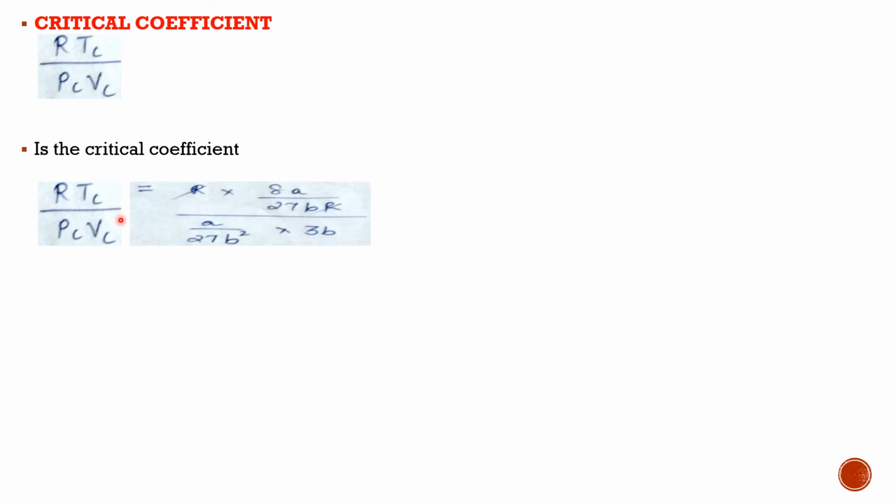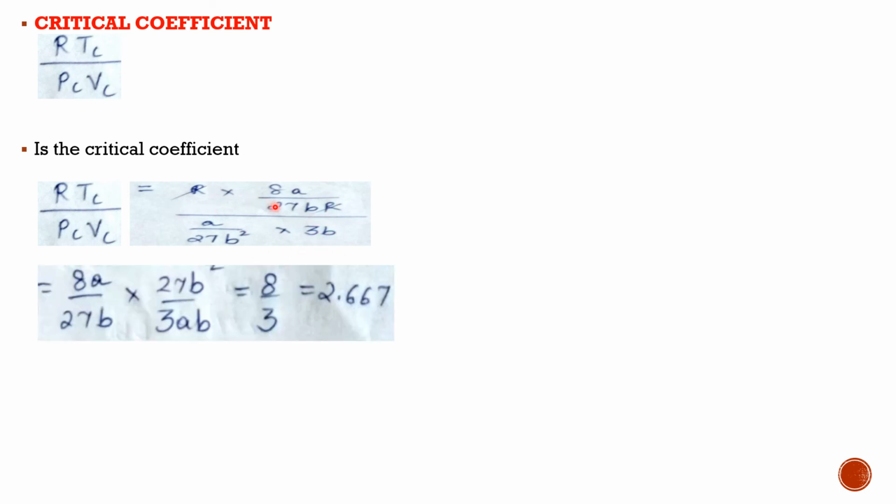Now the critical coefficient is given by RTc upon PcVc. We can substitute all the critical constants here. Tc is substituted as 8a upon 27bR, Pc is a by 27b square and Vc is 3b. R will get cancelled out. And in the end we get 8 by 3, that is 2.667.